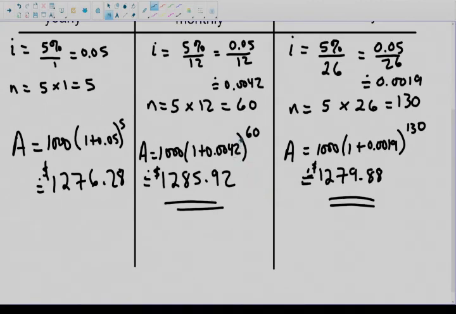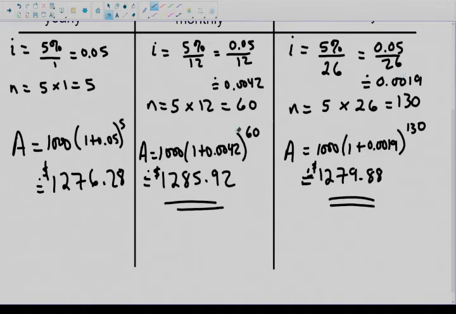Here's the problem. We rounded off 0.0042. This was actually 0.00416, and then 66666, okay? We rounded this one off. It was 0.00192, and we rounded down, okay?